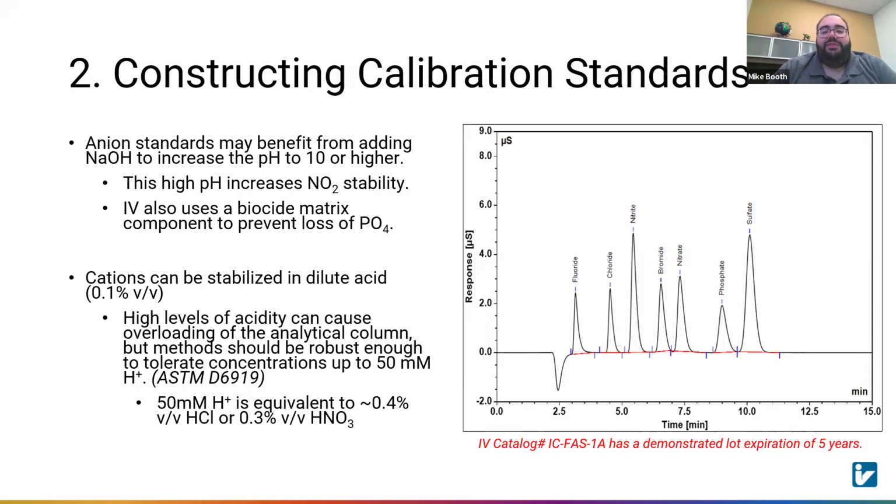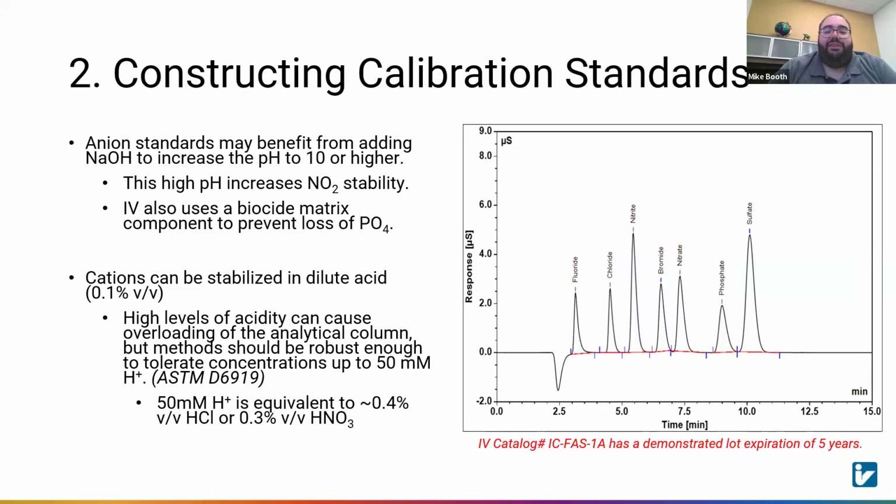This is mainly due to biological growth, or what we call bug growth. So we get around that as well by adding a biocide component to our standards. Any of the standards that can be affected by bug growth are mainly within a pH range where bug growth can happen. So adding a biocide can fix this phosphate stability issue.